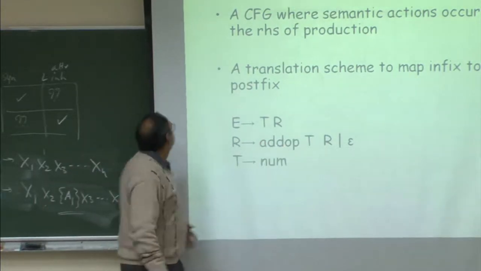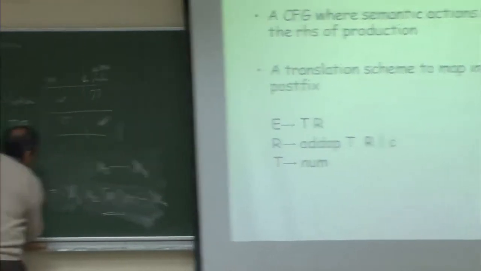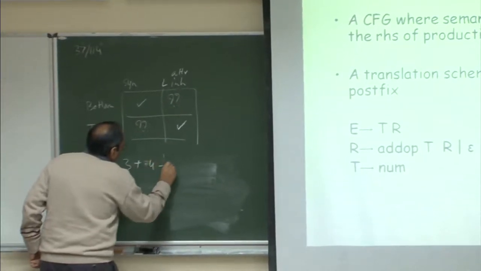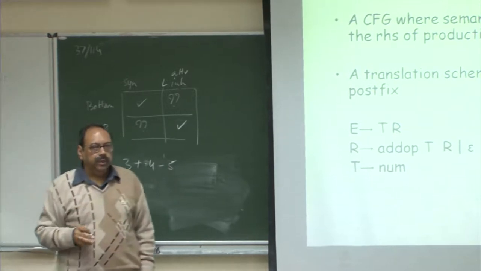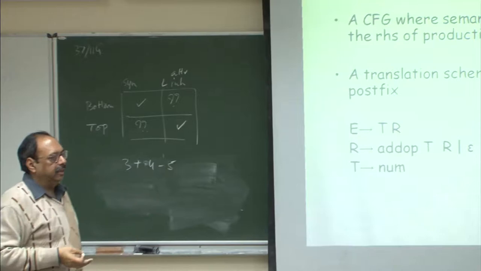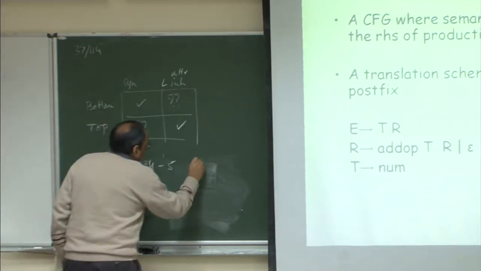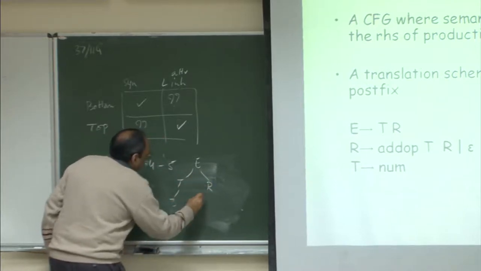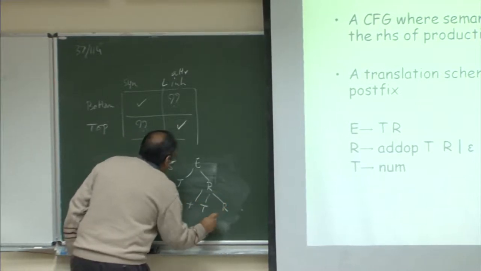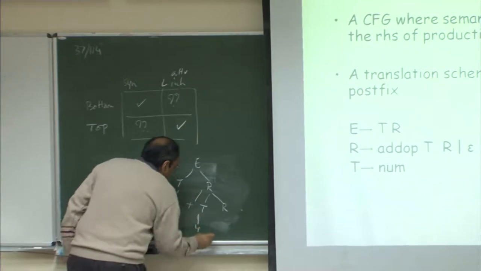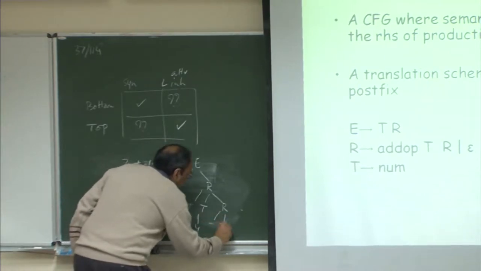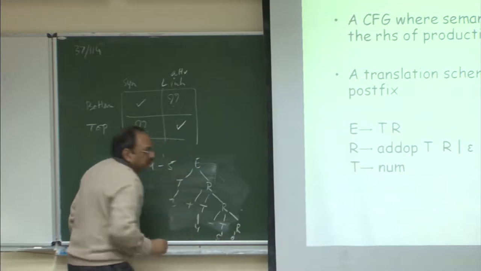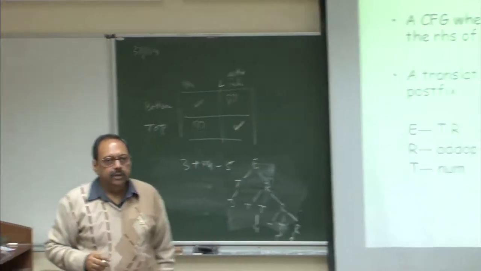Okay? So really, you can write things like 3 plus 4 minus 5, let's say, where I am assuming at top is only plus or minus. Okay? These are the kind of strings which can be generated by this. And it's easy to see what the parse tree for this will be. This will be E going to T and R, and T will go to 3. R will be plus T and R, and this T will go to 4. And then this will be minus T and R, and this T will go to 5, and this R will go to epsilon. This is a kind of capacity you get.